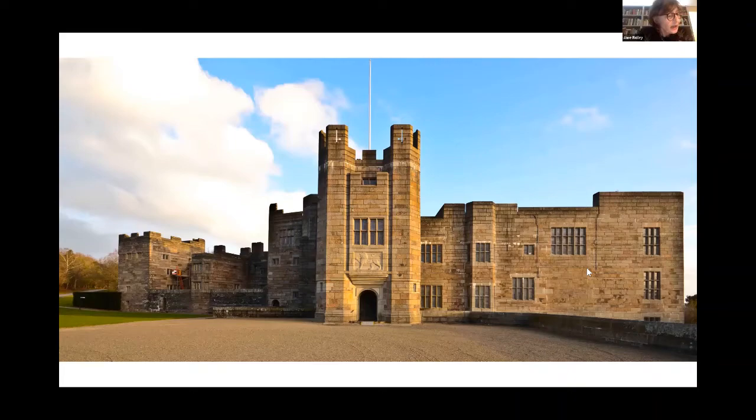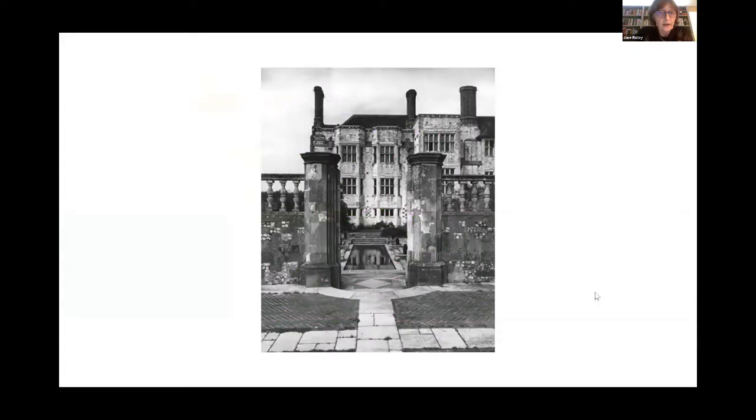And again, can we move on to the next slide? I'm sorry it's in black and white, but this is a magical picture of Marsh Court, which is another of the plutocrats' country houses. This again is an extraordinary house.